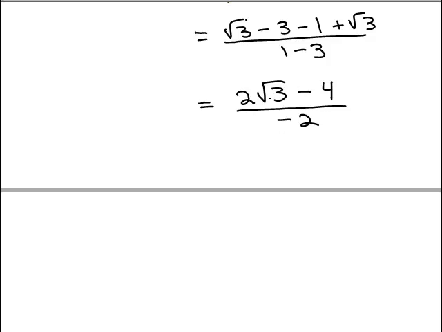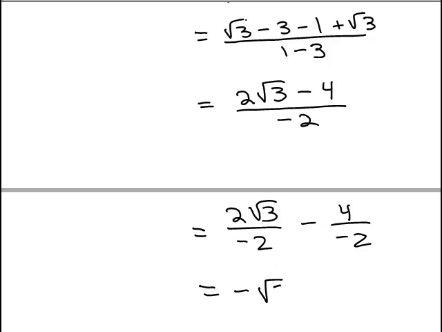There are two ways. One way, since 2 happens to go into both of these terms in the numerator, we can just put each term over negative 2. So that's one way of simplifying this. 2 square roots of 3 over negative 2, and then minus 4 over negative 2. And that gives me negative square root of 3. These change to plus, and 4 over 2 is 2. So we could write that as 2 minus square root of 3.